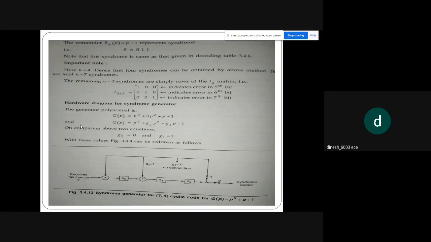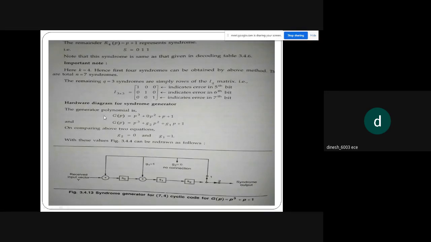Now, after the syndrome is obtained, S is equal to 0, 1, 1. We need to draw the diagram for syndrome generation. For syndrome generation, we need to write the identity matrix. Since Q is equal to 3, first write the identity matrix: 1 0 0, 0 1 0, 0 0 1, and keep it as it is. Keep this identity matrix separate. I'll tell it at the last.